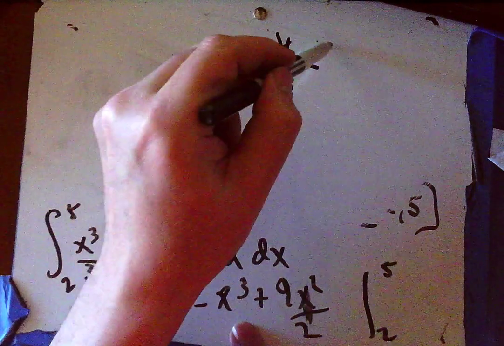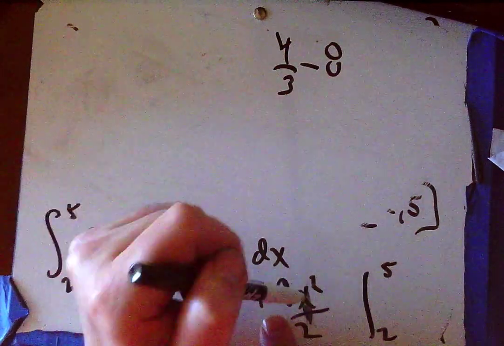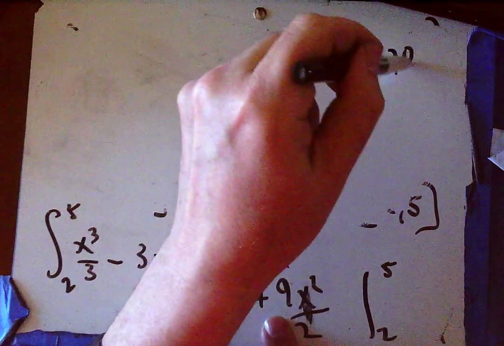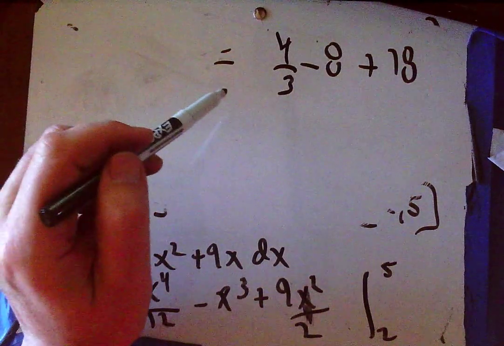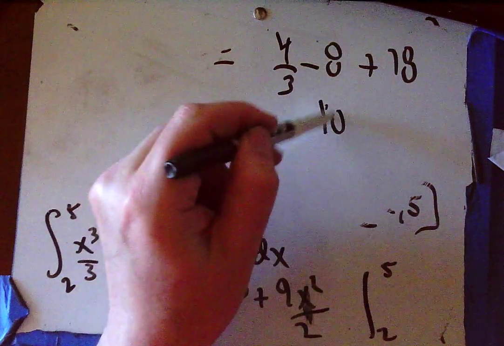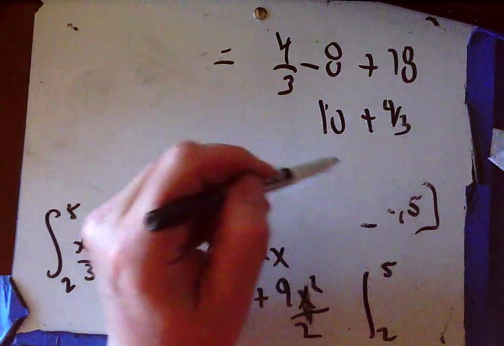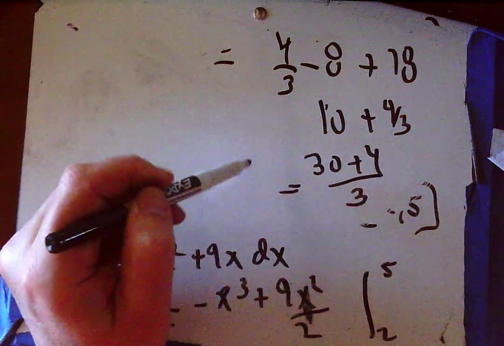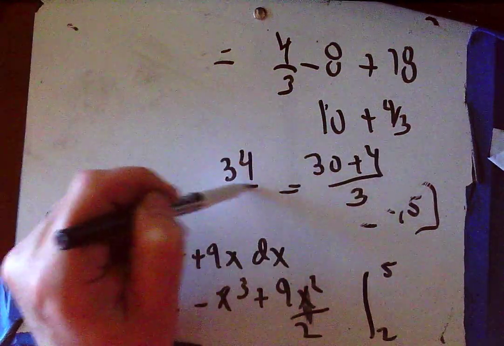Minus 2 to the third is 8. Plus 2 squared is 4. 4 divided by 2 is 2. 2 times 9 is 18. So here I'm going to have 10 plus 4 thirds, which is 30 plus 4 thirds over 3, 34 thirds.